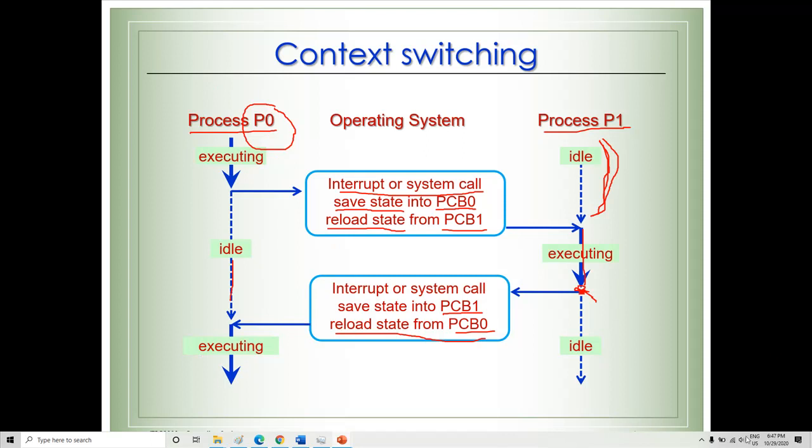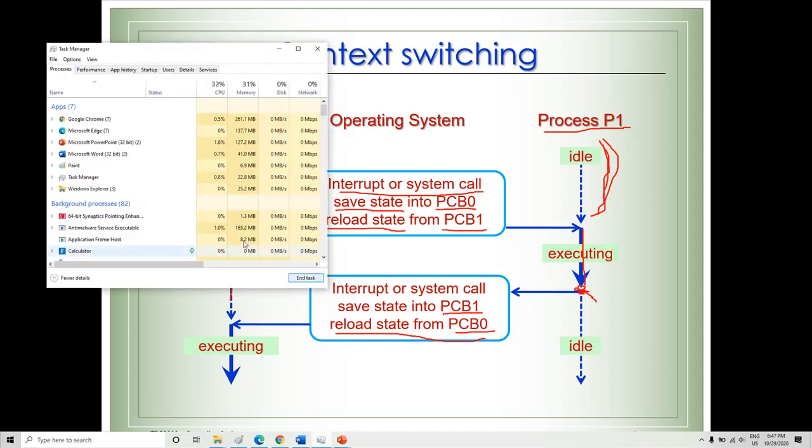So, this is called context switching. This concept shows how multiple processes in a system share the CPU. For example, if you press Control Alt Delete, you get the task manager.